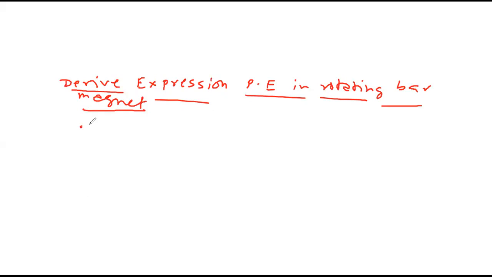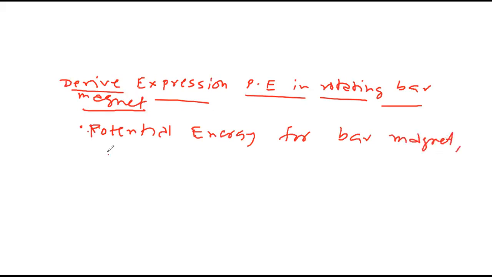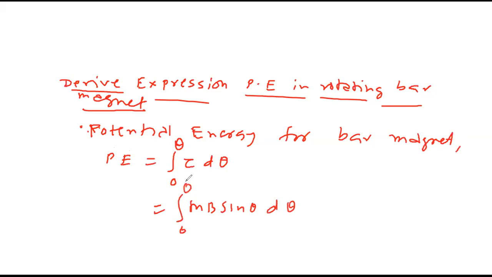See, since potential energy means work done, we can say potential energy for a bar magnet, P.E., is the integral of T d theta from starting angle 0 to any angle theta. T is nothing but mB sine theta, d theta, from 0 to theta.